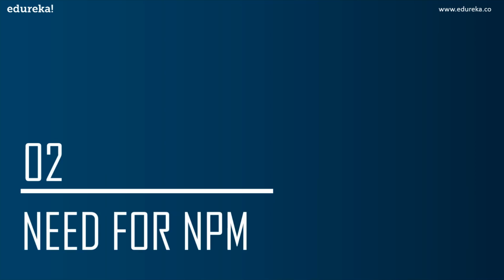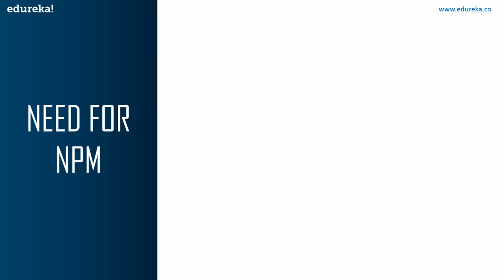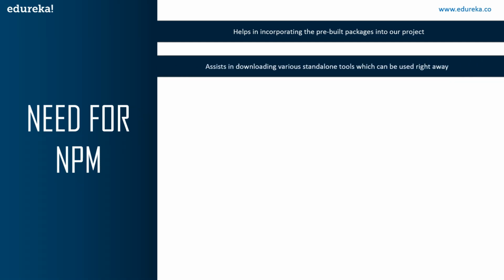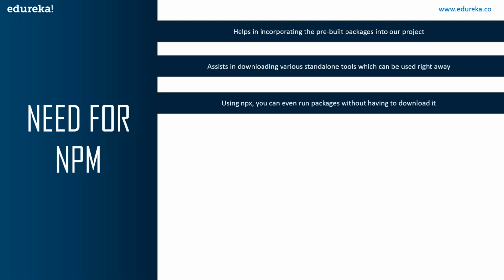So now we will talk about what is the need for NPM, why NPM is required. If I talk about the need of NPM, it helps in incorporating the pre-built packages into our project. Second is that it assists in downloading various standalone tools which can be used right away. So NPM allows you to adapt packages of code for your apps or incorporate packages as they are. It allows you to download standalone tools you can use. It allows you to run packages without downloading by using npx.